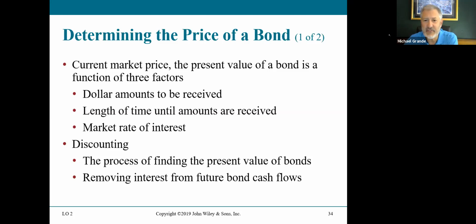Discounting, the process of finding the present value of the bonds, removing interest from the future bond cash flow. So we're not going to cover that. It's not in this chapter. We're not going to do the present value of a bond.